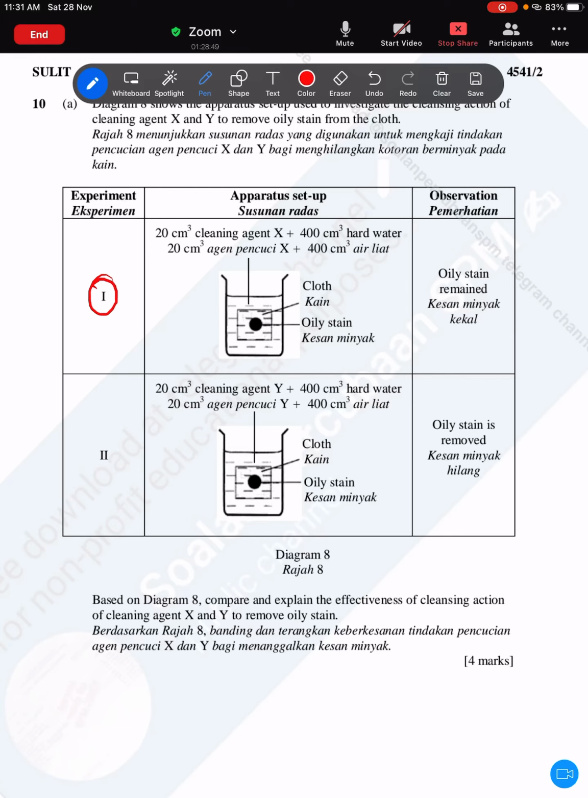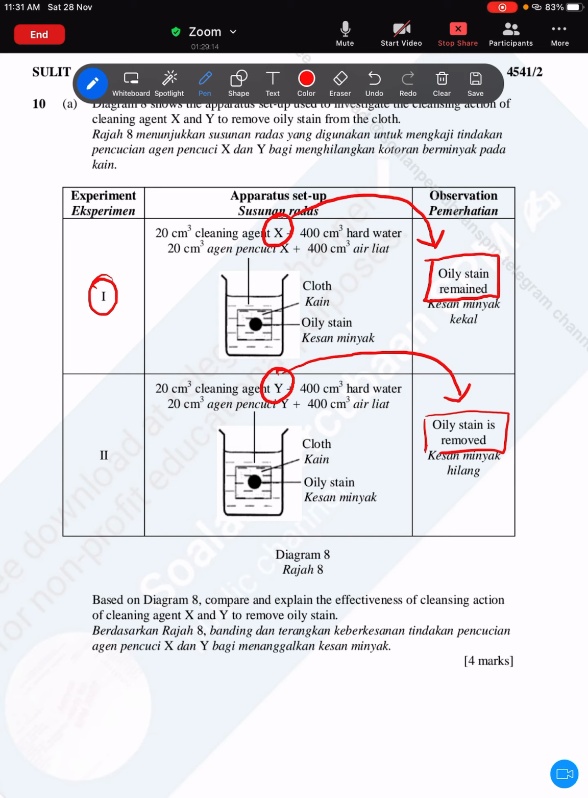The oil stain remains. It is not clean. On the second one, for X, this is for X. And for Y, as you can see, the oil stain is removed.